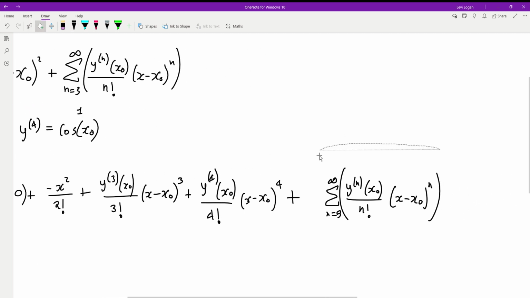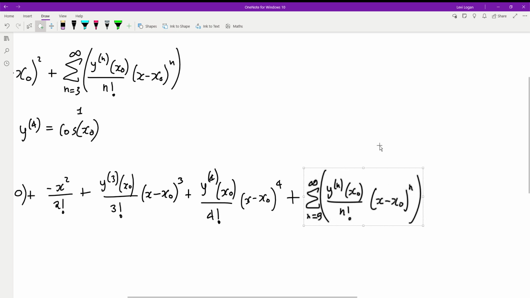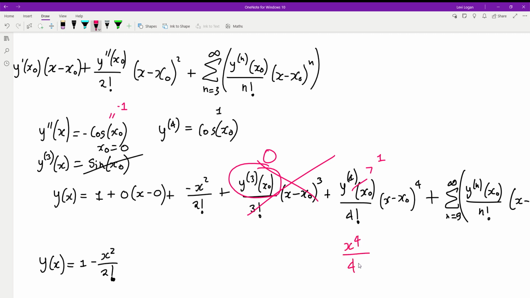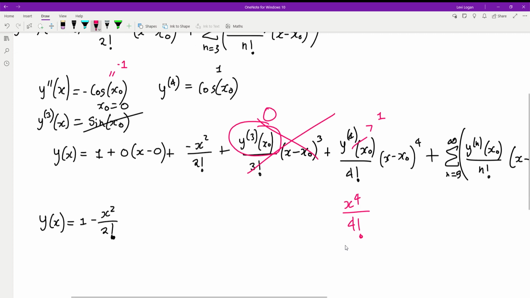Now let's see if there's a rough pattern we're going to see. So now we've got to put x sub 0 into these terms here. This third derivative of x sub 0 is going to be 0, so that term is gone. This here is going to be 1, so simplifying this will just be x to the 4 over 4 factorial. And then a pattern starts to arise.